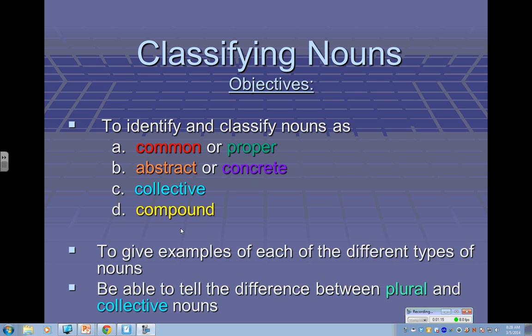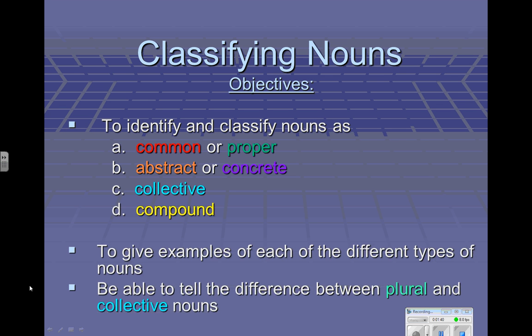The last two that we're going to talk about today, they might be, they might not be. These are not an either or choice. So we're going to look at collective nouns and what those are, and also compound nouns. As well as identifying and classifying at the end, you should be able to give your own examples of the different types, and you should be able to tell the difference between plural and collective nouns. This becomes very important as we learn some of our other grammar rules.